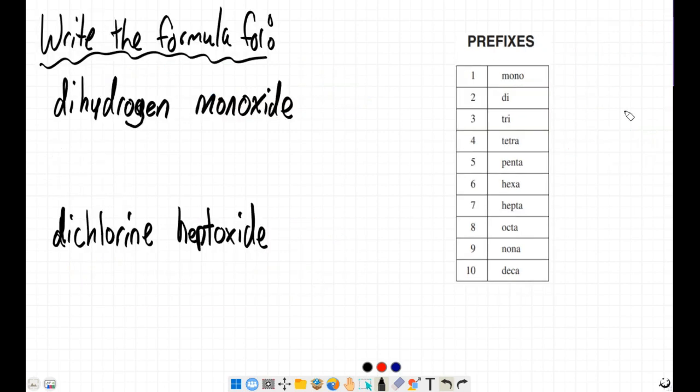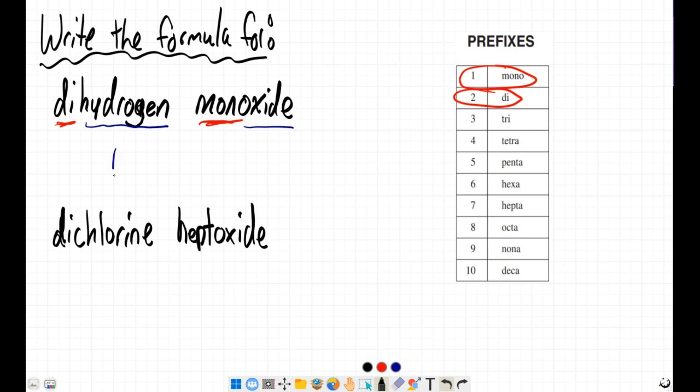Now questions where we do the reverse. We have the names and we want to write the chemical formulas. The first thing I'll do is identify the prefixes that are used on both elements there, di and mono. So that means there's going to be 2 of the first one. We've got 2 for di, and 1 of the second element, mono. Next, I'll identify the elements we're going to use. On the first one, we've got hydrogen. On the second one, we've got oxide or oxygen.